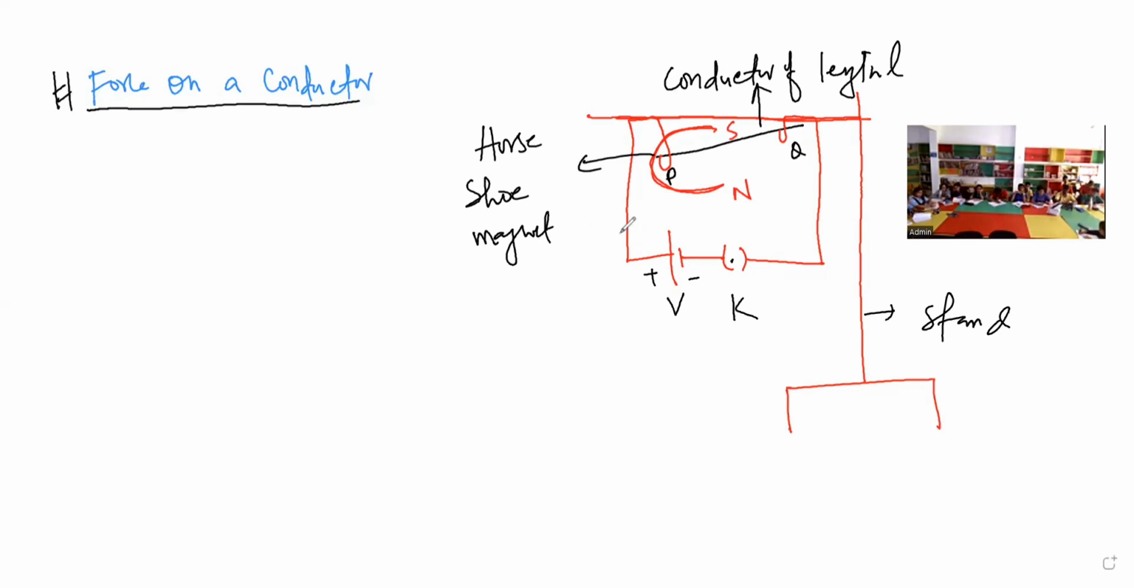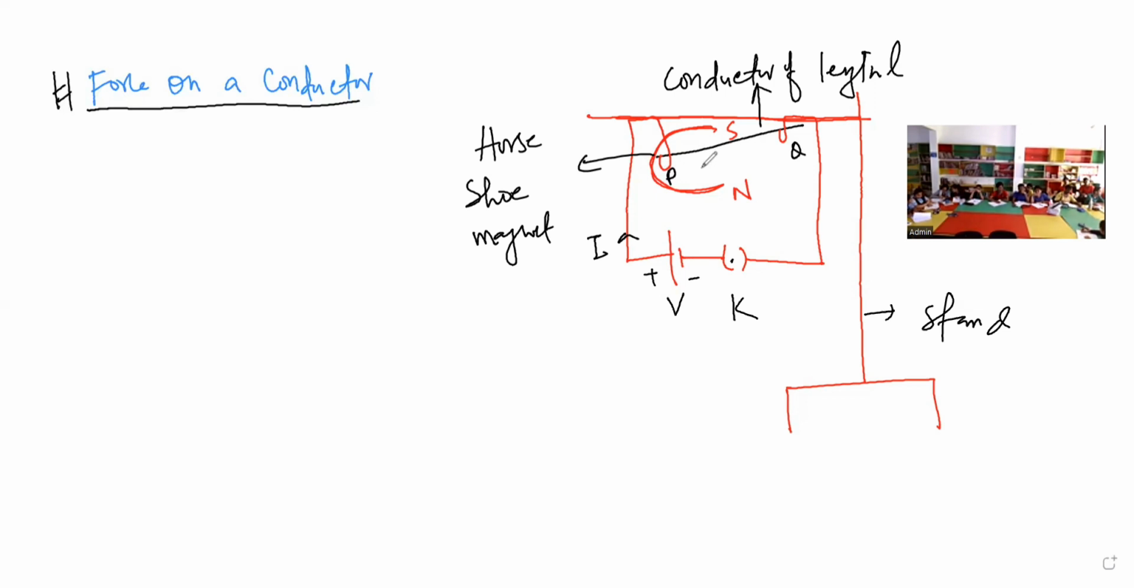When we switch on the key, there would be current in this. So this PQ conductor is connected with the current, so current will appear across this also. And this conductor is placed in the influence of this horseshoe magnet, so there is a magnetic field also. Under the influence of these two, current and magnetic field, it was observed that the conductor PQ deflects, moves back and forth, something like that.